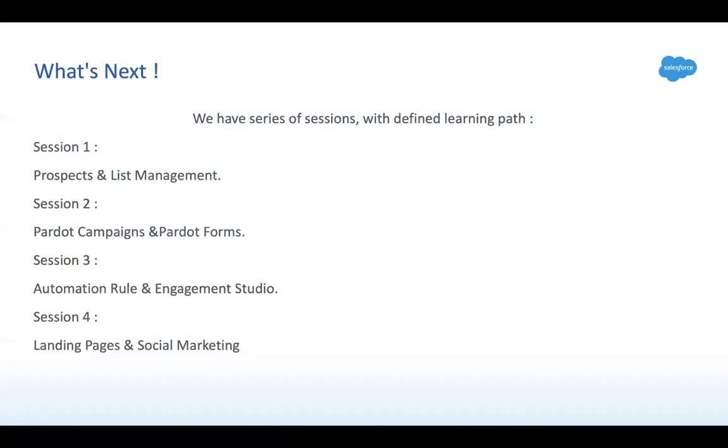So if you see what's next, we have some sessions which are coming up. We have divided into 4 sessions. One is where we only talk about the prospects and list management. In session 2, we talk about the campaigns and Pardot forms. The third one, we go with setting up automations and Engagement Studio. And the fourth one is landing pages.